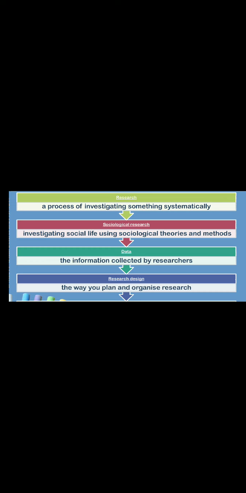Therefore, we have to think of how to plan and organize our research in order to collect this data. So the way we plan and organize research would be the research design. And the actual methods you use to collect the data, or the tools used to collect the data, would be your methods. So this could be a survey. For example, we always talk about surveys in sociology. The survey itself is an instrument or a tool to capture the data. That would be what we call a method.